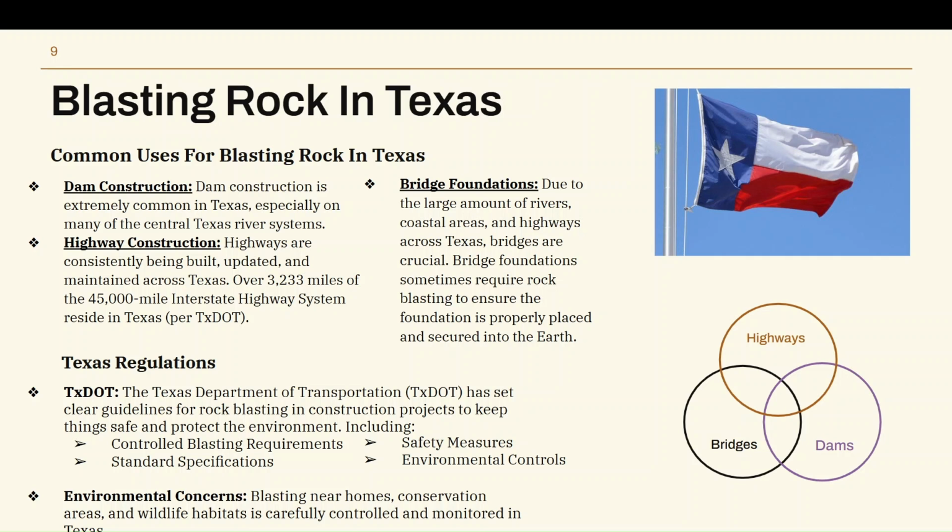Dam construction is extremely common here in Texas, especially on many of the central Texas river systems and coastal highways. Highway construction. Highways are constantly being built, updated, and maintained across Texas. Over 3,233 miles of the 45,000-mile interstate highway system reside here in Texas.